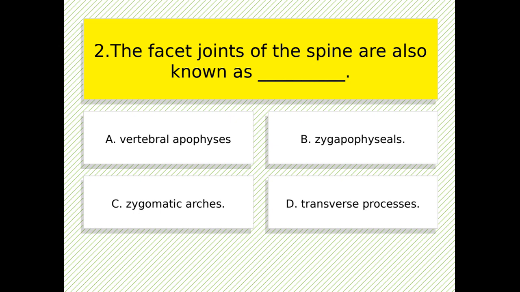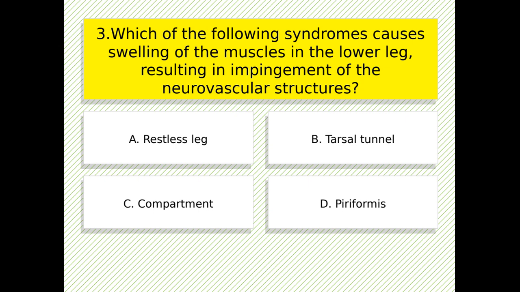All right, so everybody had transverse process. Let's go to the next one. Third one. All right, number 3. Which of the following syndromes causes swelling of the muscle in the lower leg, resulting in impingement of the neurovascular structures?